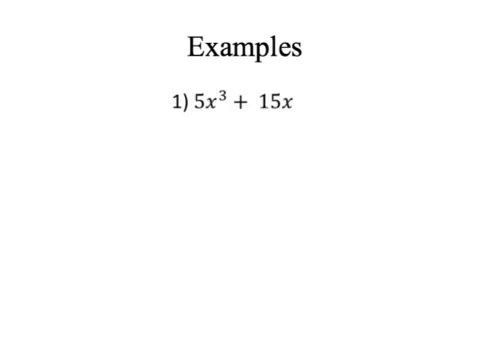So for example, I have 5x to the third plus 15x. First thing I want to look at is my coefficients. I have a 5 and I have a 15. The biggest number I can divide 5 and 15 by is 5. Then I need to look at my variables. I have an x to the third and I have an x. Out of my exponents, the lowest one between those two would be x to the first, so I can only take out one x.